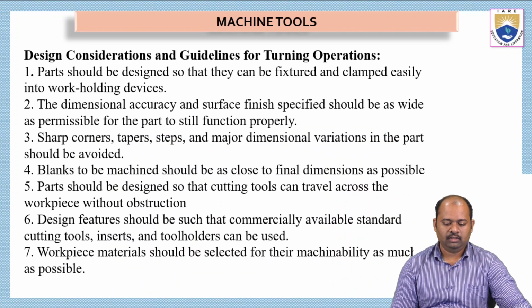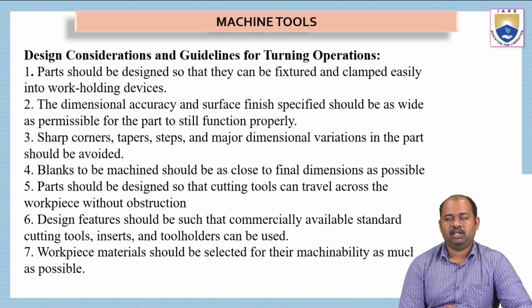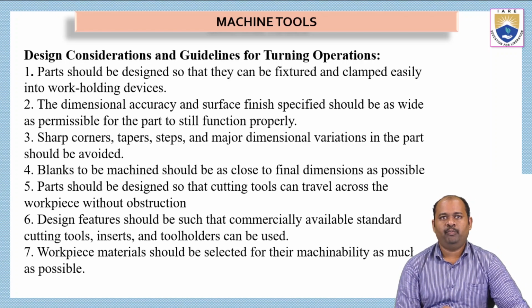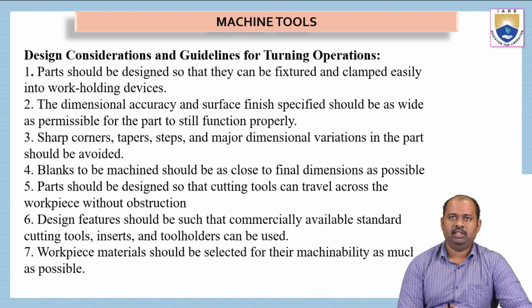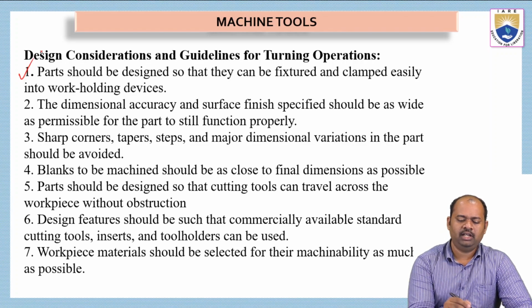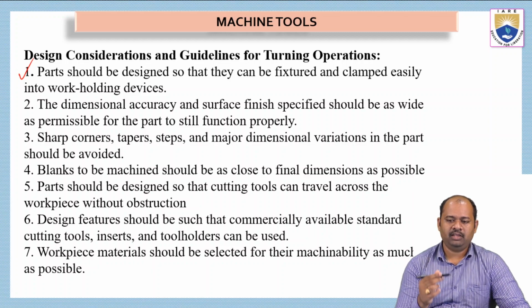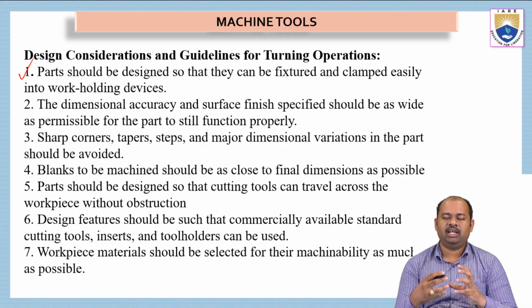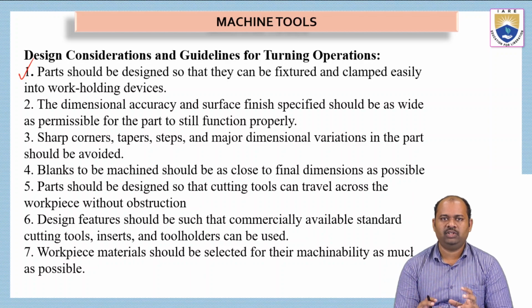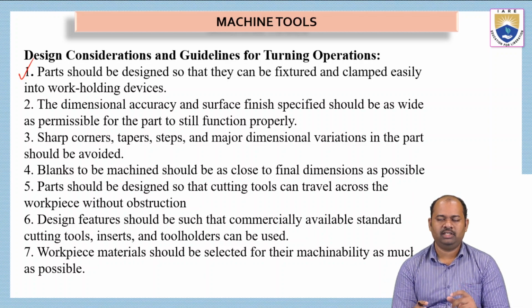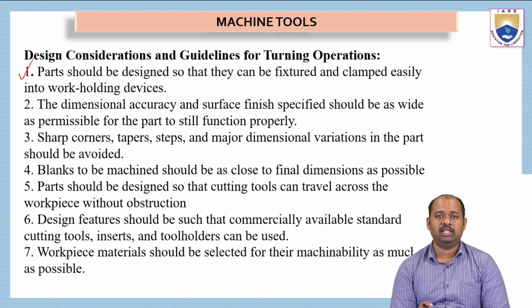Okay, and then let us see some design considerations which are to be considered while doing turning operations. The first one is that parts should be designed so that they can be fixed and clamped easily into the work holding device. This is the first and foremost point to keep in mind while using a lathe machine for a turning operation. If I want to do a turning operation for a workpiece of some diameter, the diameter of the workpiece should be less than the diameter of the spindle so that it can be inserted into the headstock easily. Otherwise, I cannot insert it and I cannot do this machining process on a particular lathe machine.